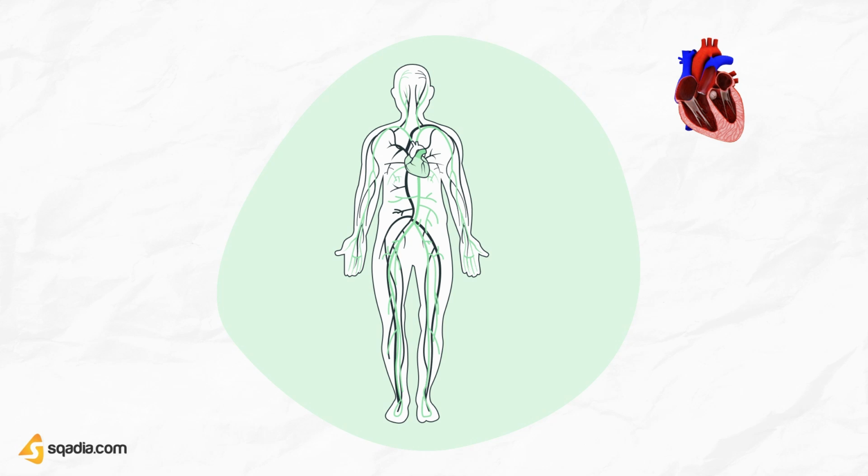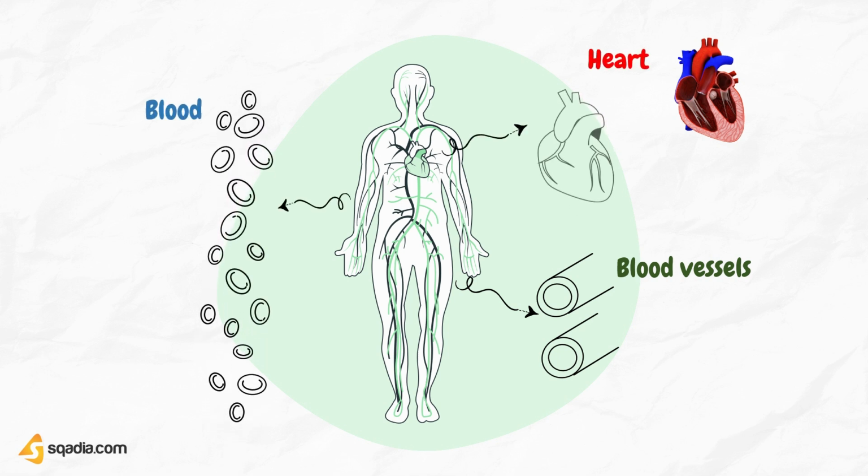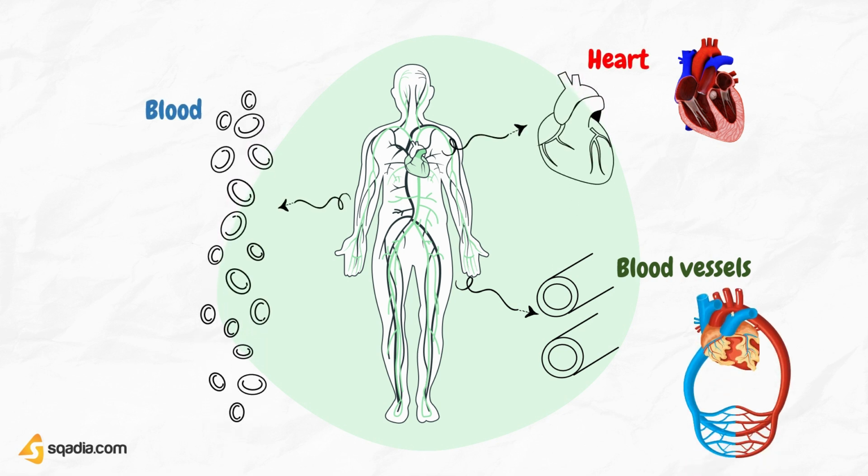We know that the main components of the cardiovascular system are blood vessels, blood and heart. Blood vessels are the tubular networks that carry blood towards and away from the heart. Then blood is a fluid connective tissue that can be deoxygenated or oxygenated. And the heart is the central dual pump that pumps blood in the systemic and pulmonary circulation.